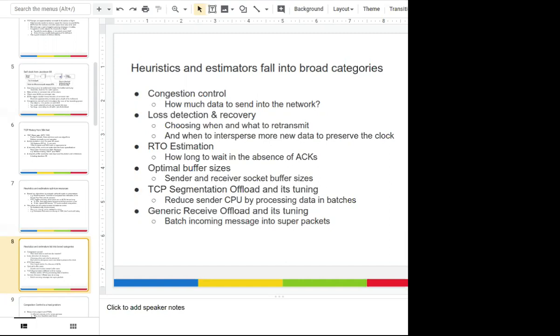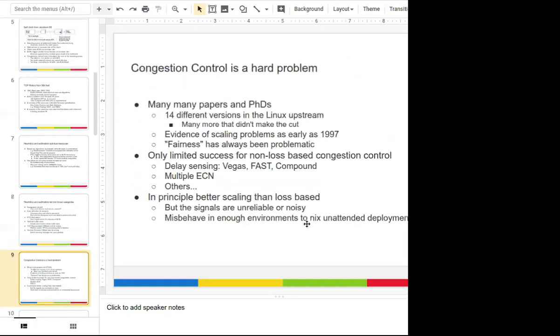These other things are CPU and performance optimization. The auto-tuning, the optimal buffer sizes, is very, very important to get you to square one. But once that was in, there have been some tweaks to it, but it's not changed so much. Congestion control is hard.